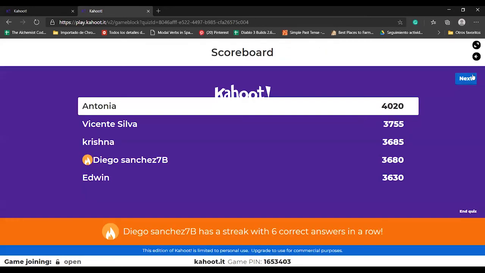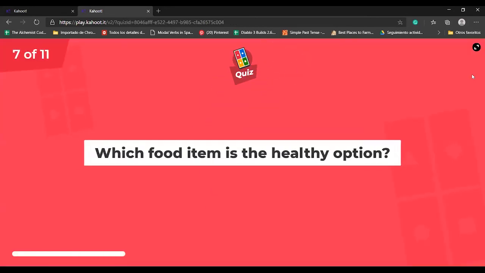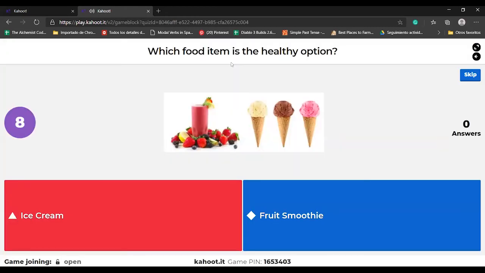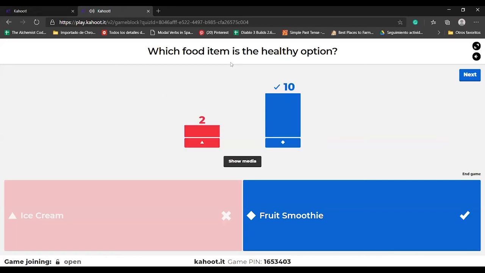The next one. Number 7. Which item is the healthy option? An ice cream or a fruit smoothie? The fruit smoothie, okay? Why? Because ice cream is processed cream, okay?